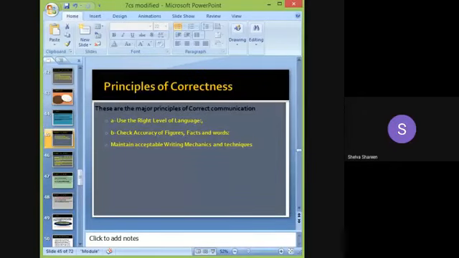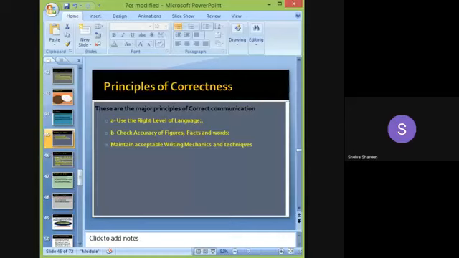Principles of correctness, will you read? These are the major principles of correct communication. Use the right level of language. Check accuracy of figures, facts, and words. Maintain acceptable writing mechanics and techniques.